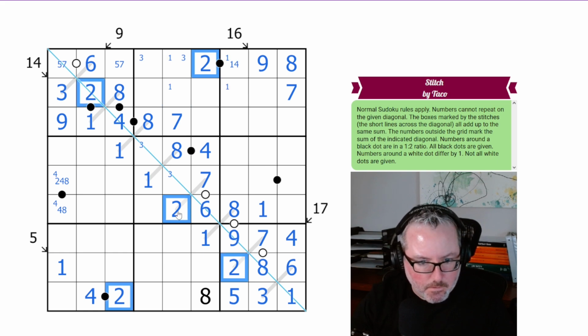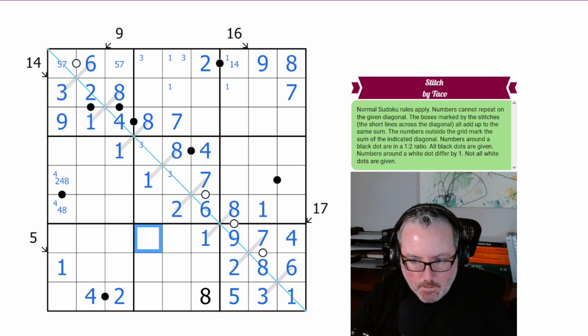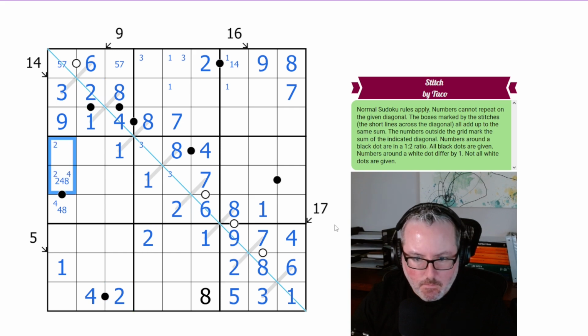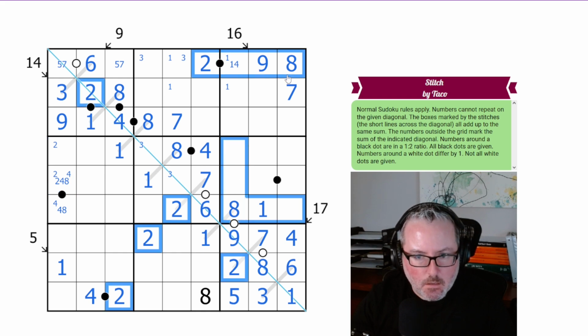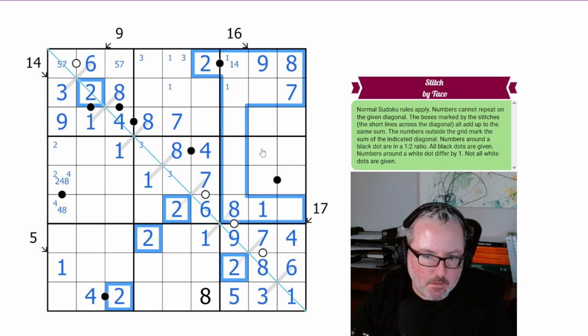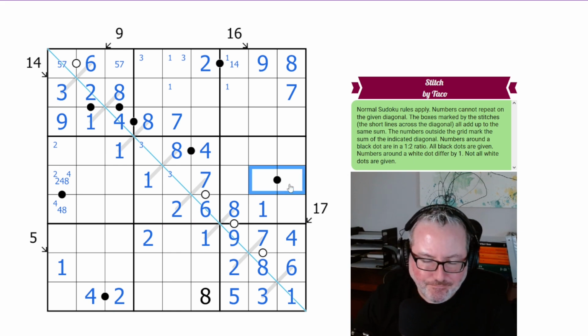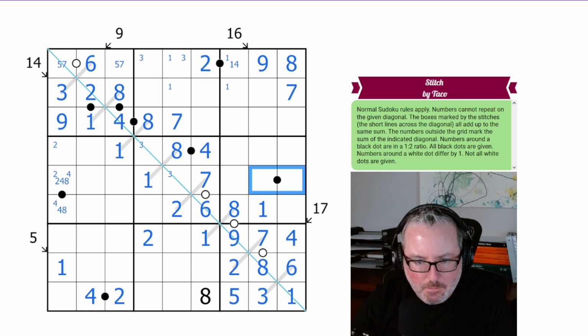Can we do anything with our 2s? We can. We've got a 2 here. Anything further? One of these has to be a 2. Not great. Can we rule anything out of this? I think we probably can, although it might not be all that useful. We can't put a 1 on it, we know that.